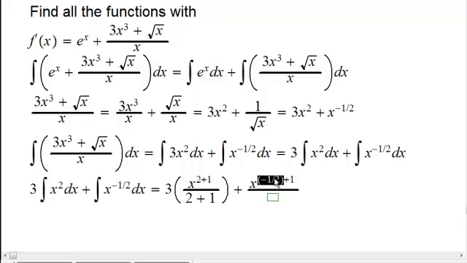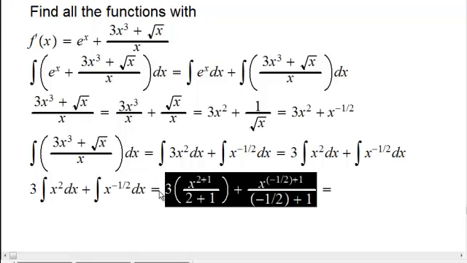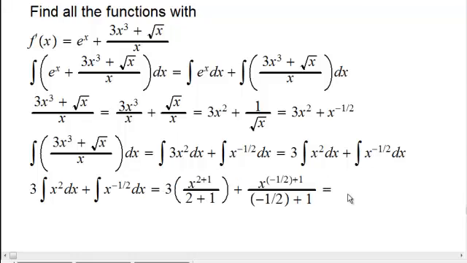Is that good? Yeah. And the rest is a matter of simple arithmetic. I don't know why I am writing plus here. Okay, this equals, what then?